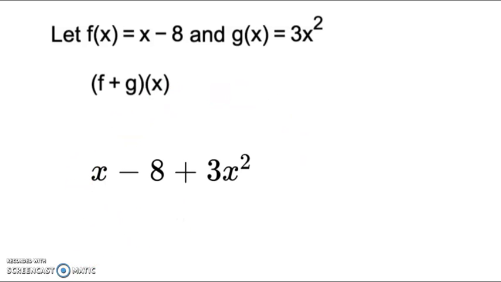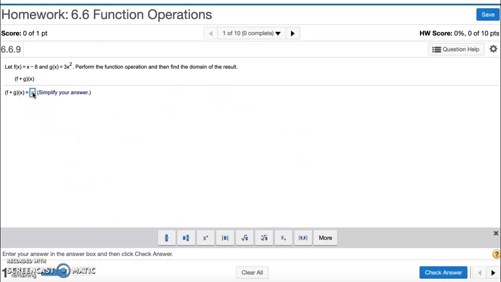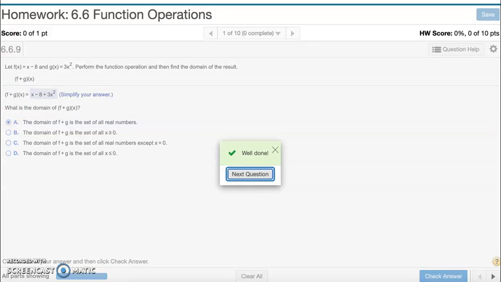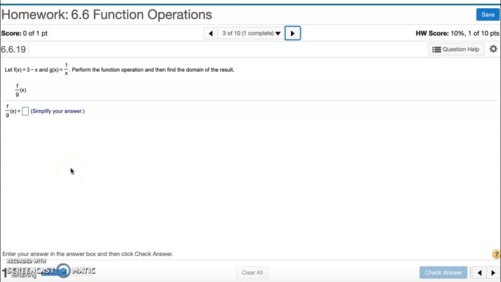So let's type it in. So x minus 8 plus 3x squared. Now, what is the domain of the function f plus g? We can virtually substitute in any number for x and we'll get a real result. So we're going to say that the domain is all real numbers. And that's number 1.